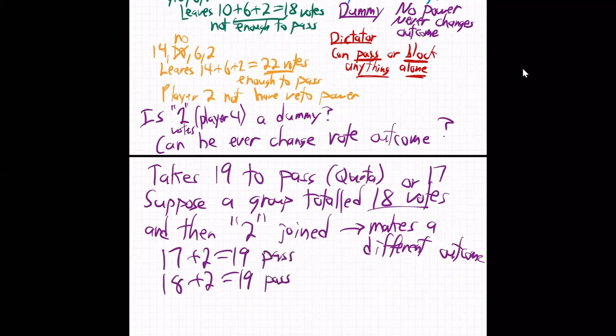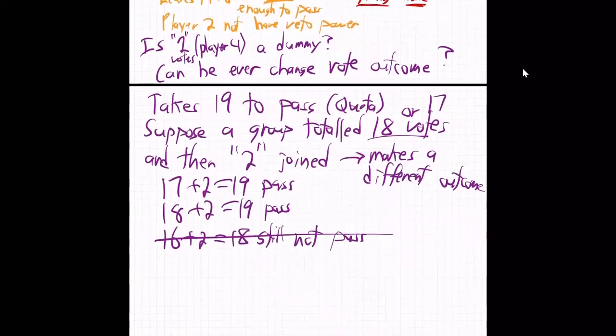Now, what if you had 16? Well, 16 plus 2 is only 18. It still does not pass. 2 doesn't make a difference in that situation, right? You think, well, okay, how'd you come up with 17, 18? Why don't you do 19? Well, if you have 19 votes already, you're already passed. You don't need anybody else.